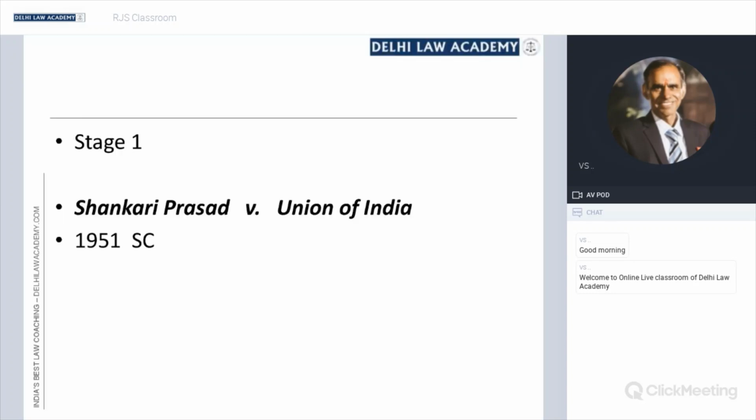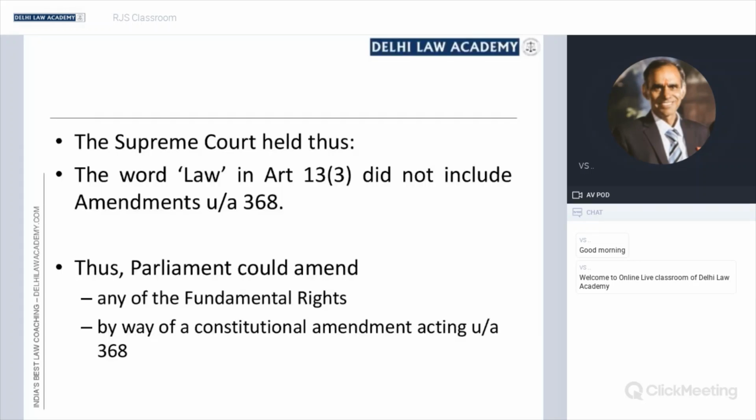In the first stage, the Supreme Court looked at this provision in the very well-known case of Shankari Prasad versus Union of India, decided in the year 1951. In this judgment, the Supreme Court held thus: the word law in Article 13(3) did not include amendments under Article 368, and thus Parliament could amend any of the fundamental rights by way of a constitutional amendment acting under Article 368.